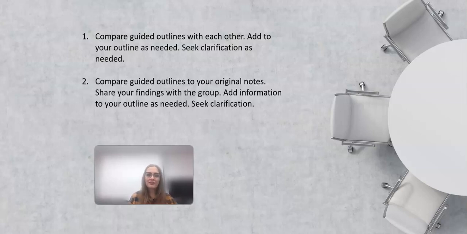The next part of the activity was to take a moment and compare their guided outlines to their original notes. They were asked to individually compare for about 2 minutes and then share their findings with the group. They were also asked to add any information to their outlines as needed in a different color pen and seek clarification within the group of concepts that they were still unsure of.